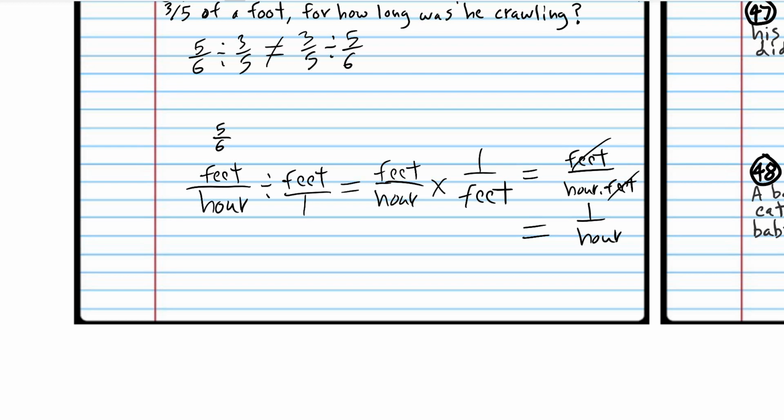But 1 over hour is not what we're looking for. We're just looking for hours. We're not looking for 1 over hours. So what that means is 5/6 divided by 3/5 is the wrong answer.